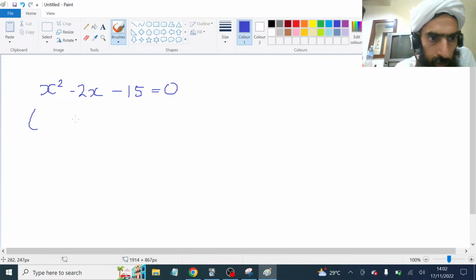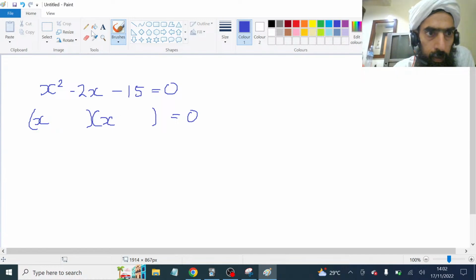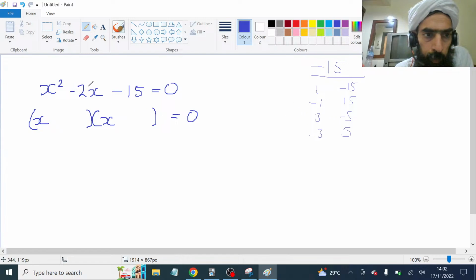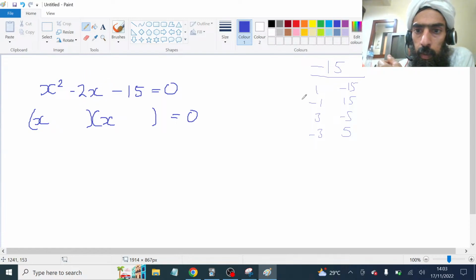Let's factorize, so we're going to have double brackets, and we're going to need x and x to make the x squared. Let's take a closer look at this minus 15 now. If we think of the factors of minus 15, we've got 1 and minus 15, minus 1 and 15, 3 and minus 5, minus 3 and 5. That's all of them. Which pair can make the minus 2? If I was to add a pair together, which pair would make minus 2?